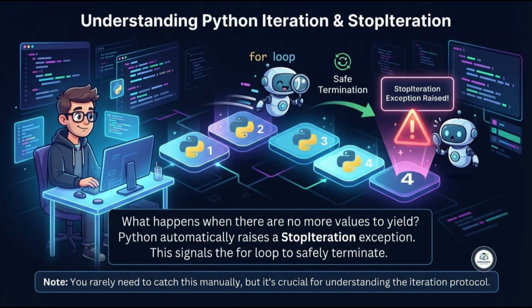What happens when there are no more values to yield? Python automatically raises a StopIteration exception, which is how for loops know when to safely terminate. You rarely need to catch this manually, but it's crucial to understand how the iteration protocol works.